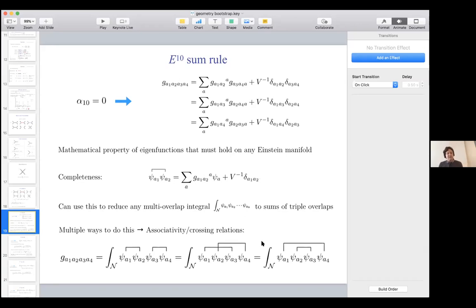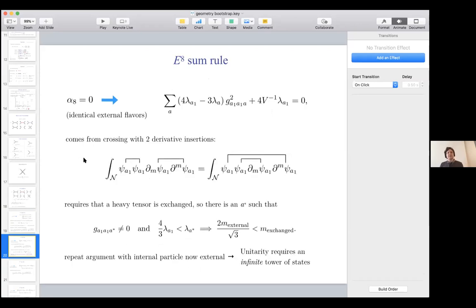But if we have, say, a quadruple overlap integral like this, there are multiple ways that you can use the completeness relation. So there has to be some associativity condition or a crossing relation, if you like, that has to be satisfied. So for this quadruple overlap, I can use completeness in three different ways, using all the different ways of pairing up the two fields denoted by these Wick contractions here. So there are three different ways to do it with four fields, and that gives me these three different expressions in the sum rule, and you can show that this sum rule literally follows directly from this crossing relation. So this crossing relation is what causes the coefficient alpha 10 to vanish.